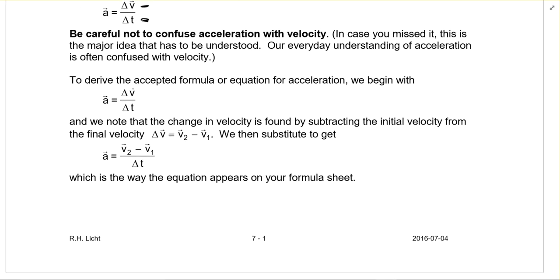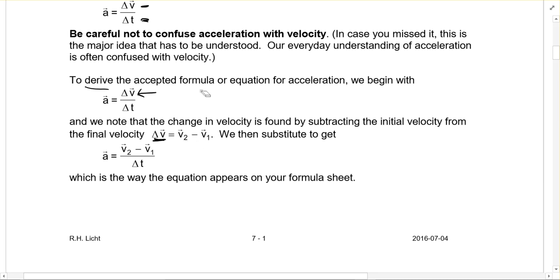To derive the accepted formula or equation for acceleration, and just so you know, derive just means to figure out the formula, we know it's going to be change in velocity, right? And all we're going to do is replace that change in velocity with v2 minus v1, our v final minus our v initial. You'll see that written often in physics, where it could be v2 minus v1. It could also be vf minus vi. Just different ways of writing it.